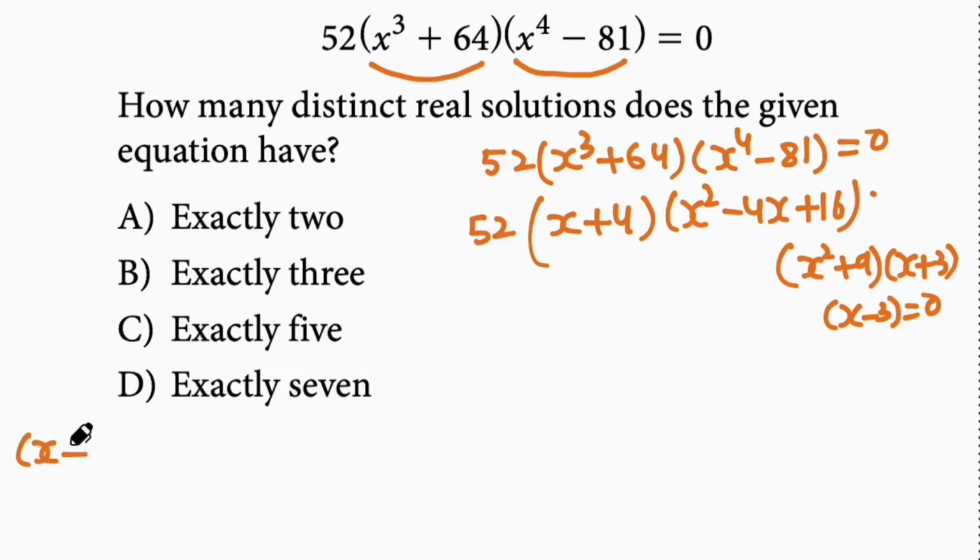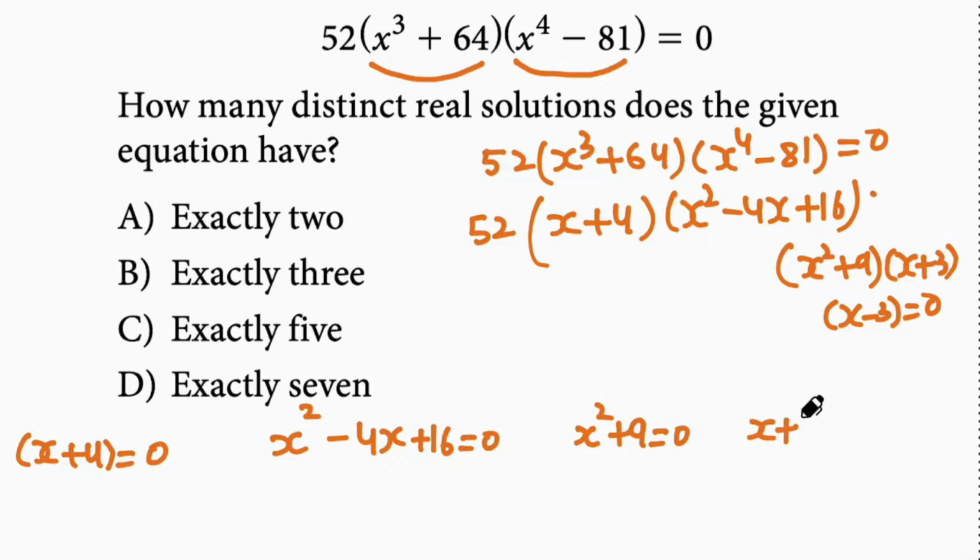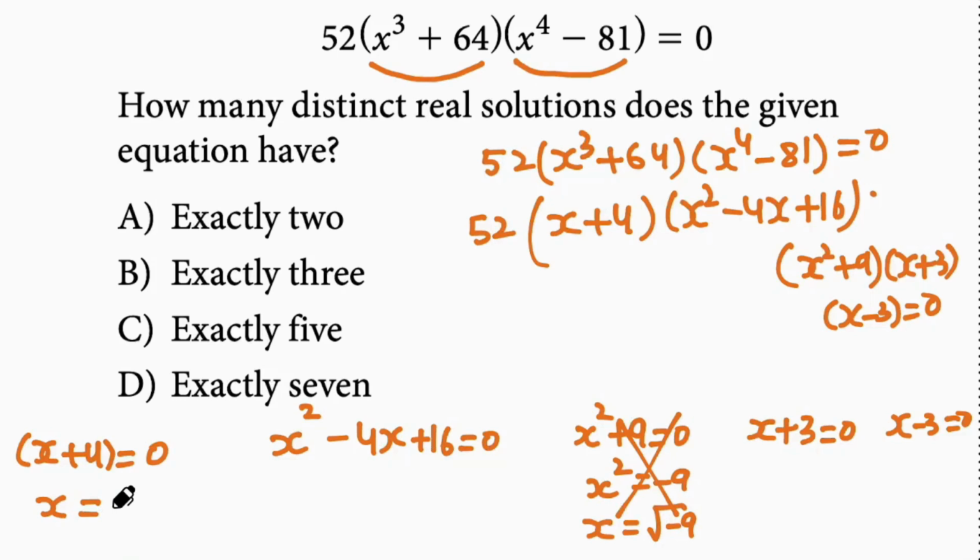Now first is x plus 4 is equal to 0. Second is x squared minus 4x plus 16 is equal to 0. Then x squared plus 9 is equal to 0. x plus 3 is equal to 0 and x minus 3 is equal to 0. Now if you do this, x squared is equal to a negative number. This is going to give me an imaginary number, not the real one. So that is deleted. If you do this, x is equal to negative 4, one of the solutions.